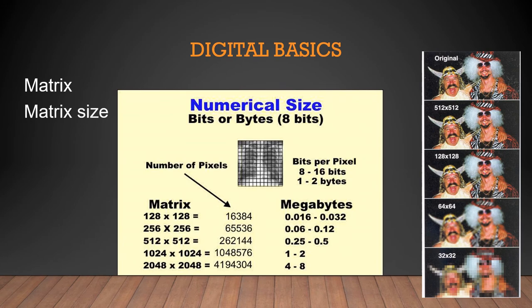A matrix is rows and columns of pixels displayed on a digital image. Each box within the matrix also represents a specific location in the image and corresponds to a specific area on the patient's tissue. The image is digitized both by position, which is its spatial location, and intensity, which is its gray level. The matrix size determines the size of the pixels.